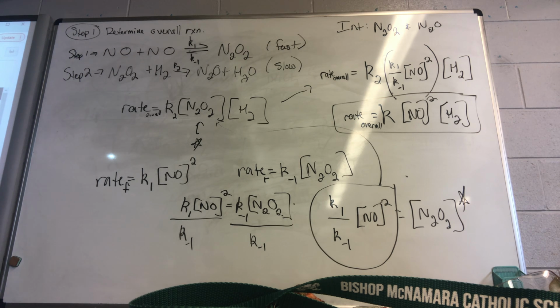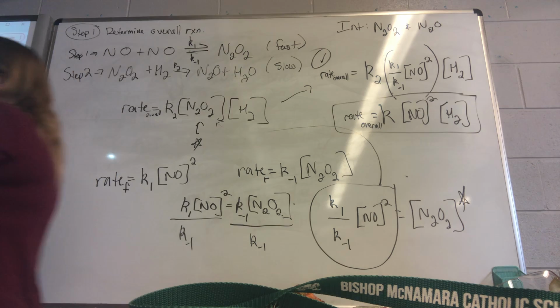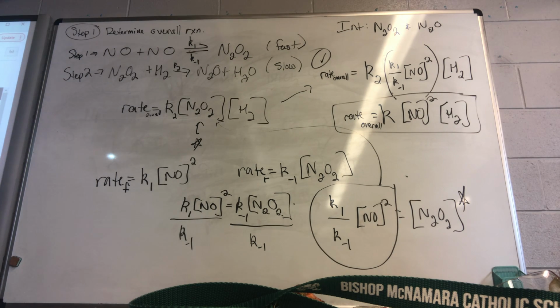So when you have a slow second step, you have to do that extra step of solving for whatever intermediate you have and then plugging it back in to get your final expression. If you do not simplify K2 times K1 over K negative 1 to K, that's okay. If you stop at that first one, I'm fine with that. Okay? You stop up there, great. If you recognize that a constant times a constant divided by a constant is still a constant, you can write K. Okay? All right, so those were our first two.